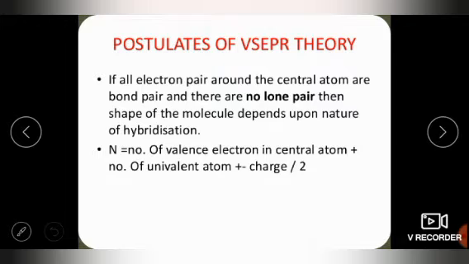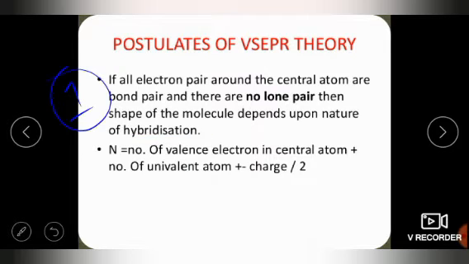So there are some postulates of VSEPR theory. Try to understand the postulates and note them down in your notebook. First postulate: if all electron pairs around the central atom are bond pairs, suppose there is no lone pair, then the shape of the molecule depends upon the nature of hybridization. Very important.